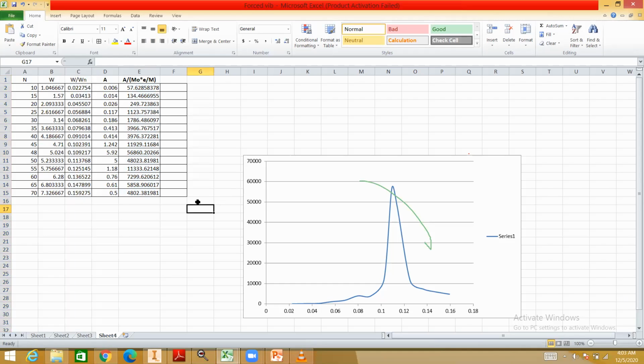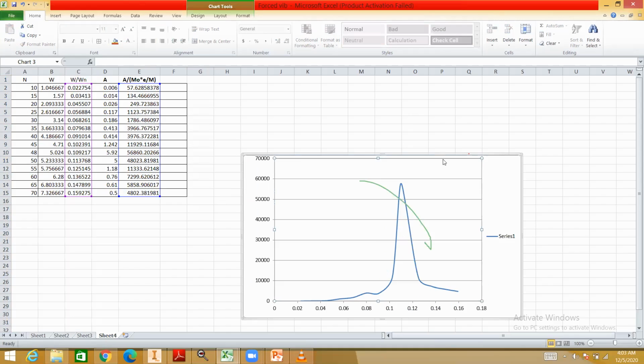So is it clear to you how to plot the graph? If there is any doubt, you can ask. So actually this graph is of the frequency ratio. The x-axis is the frequency ratio, and the y-axis is the magnification factor.